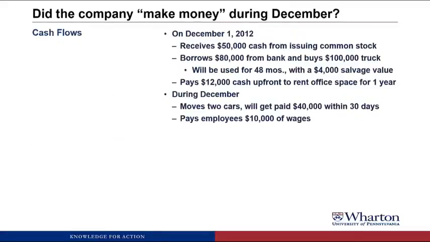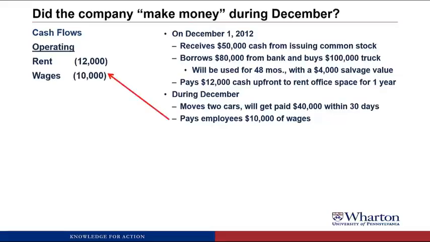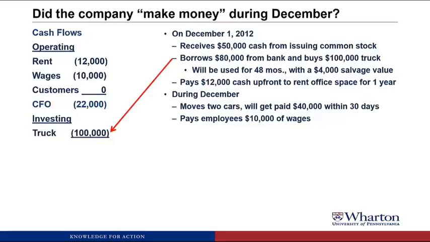So a better way to look at cash flows would be to separate them into whether they came from running the business, investing in the long term, or financing the business. For instance, our operating cash flows would be we paid money for rent, we paid money for wages, we didn't get anything from customers, and so our operations actually had a net outflow of cash of $22,000 during the month. In terms of investing for the future, we bought a $100,000 truck, which now we can use for 4 years. That's our cash flow from investing activities.